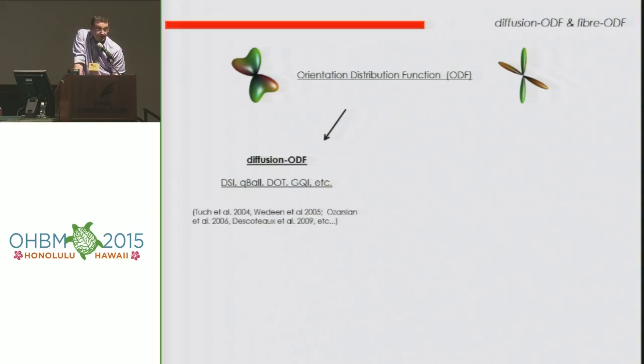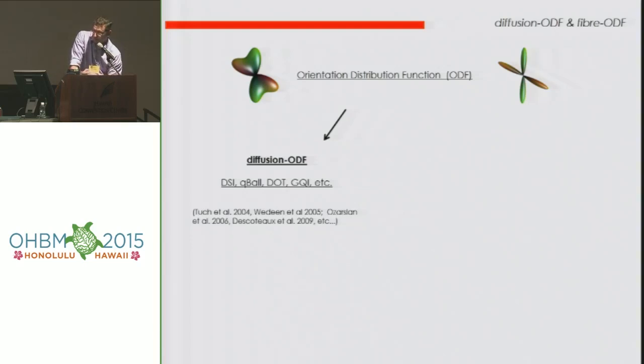One family is called diffusion ODF, and it is the family of DSI, Q-ball imaging, DOT, and also GQI, and other similar methods. The idea of this kind of ODF is that what we are trying to obtain is a three-dimensional profile, a multi-lobe shape, where each lobe tells us the direction of the fiber, and the amplitude tells us something about the relative proportion of fiber in that direction. So without assuming anything about the number of fibers, their direction or distribution, we have methods that can provide this kind of shape for each voxel.